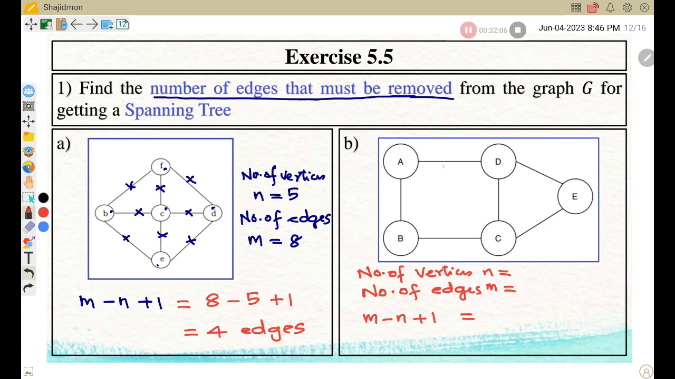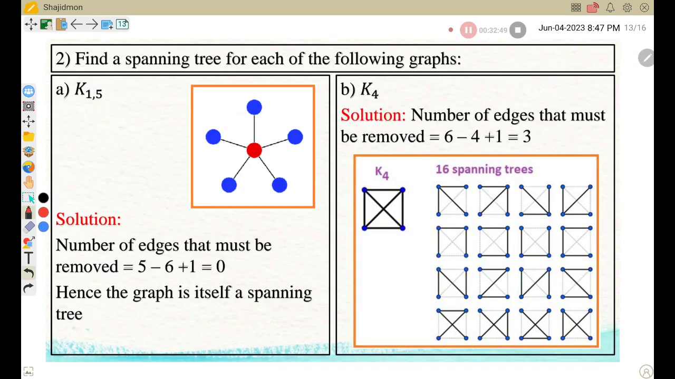So, from this graph, how many vertices are there? A, B, C, D, E, correct? 5. How many edges are there? We can check it. 1, 2, 3, 4, 5, correct? So how many edges do we need to remove? M minus N plus 1. Here we missed one more edge, so 6. So we calculate 6 minus 5 plus 1, which equals 2. So 2 edges we need to remove from this graph for getting a spanning tree. Hope you understood this question, it's an important question. Now we'll go to the next question.